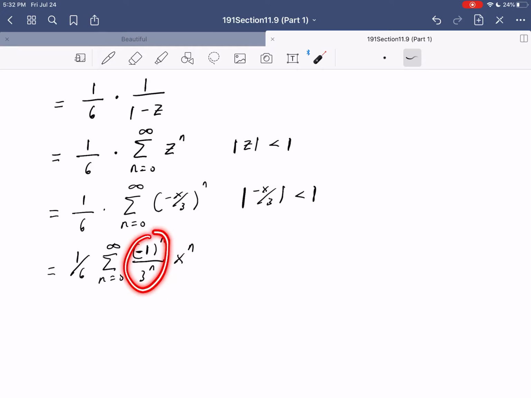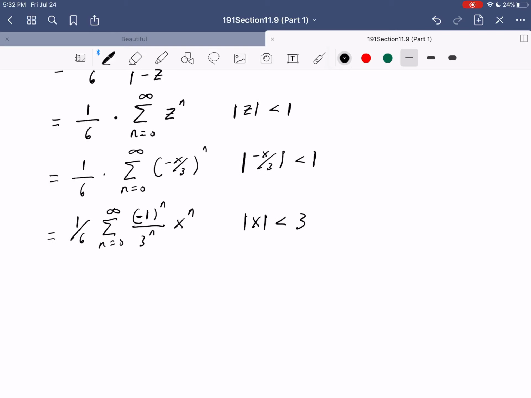Now, could we rewrite this in different ways? Sure, we could call it (-1/3)^n as well. Doesn't matter how you want to write that. Over here, though, we can actually solve this for x. We can multiply the 3 over, and then realize that the absolute value of negative x is just the same as the absolute value of x. So we get that the absolute value of x needs to be less than 3.